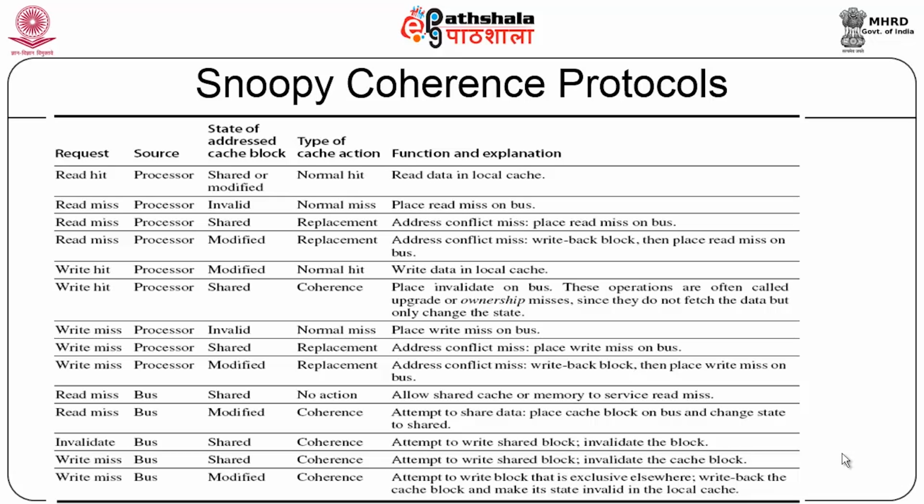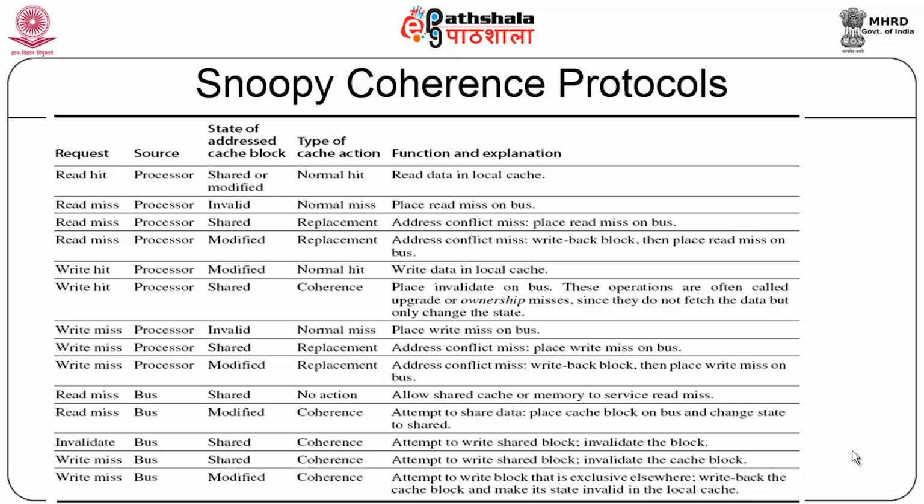And if it is a write miss and the block is available in a shared state somewhere, it means it is an address conflict miss, you will have to place the write miss on the bus. And if it is a write miss and the block is held in a modified state somewhere, the other processor which is holding the block in the modified state will have to write back the block, then place the write miss on the bus. And similarly, when you are looking at the other side of the activities happening on the bus, these are the activities that happen on the processor end.